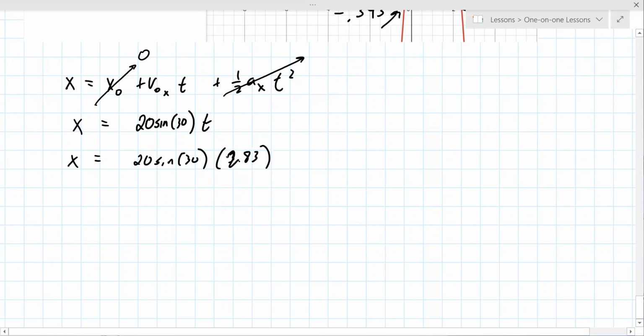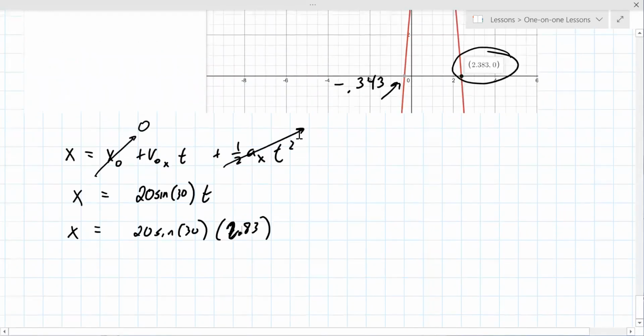I wrote that down wrong. That's fine. We'll correct it. 2.83. 20 sine 30 is 10. Multiply that by 2.83. 28.3. Okay, excellent. Perfect.